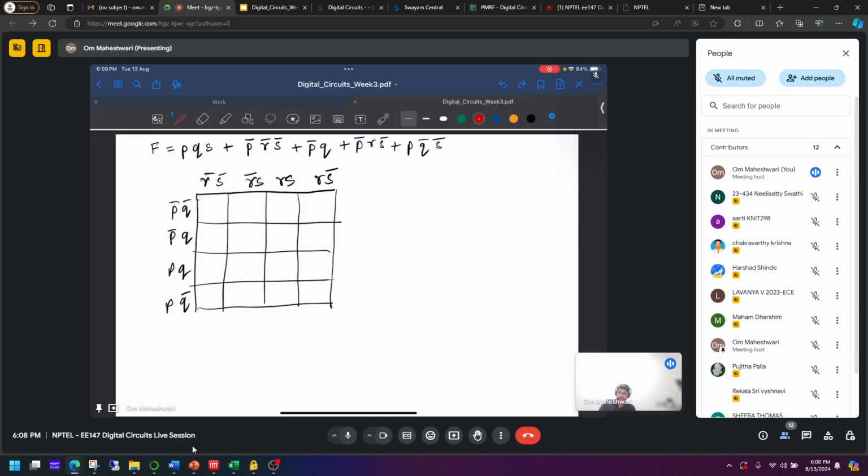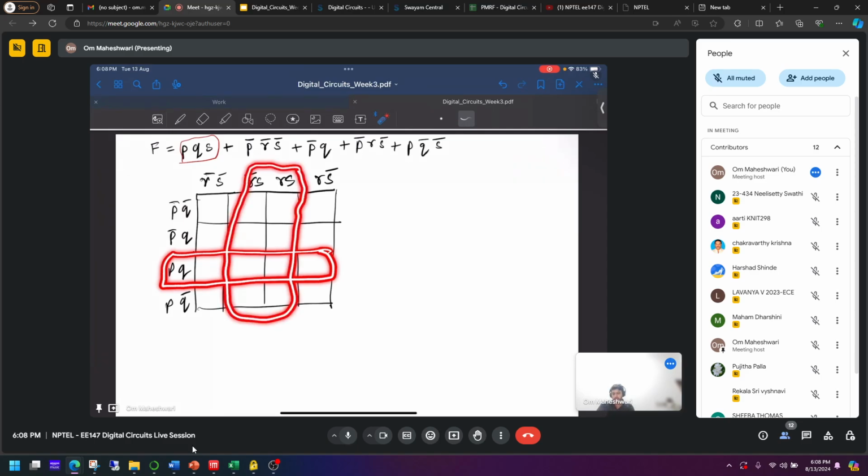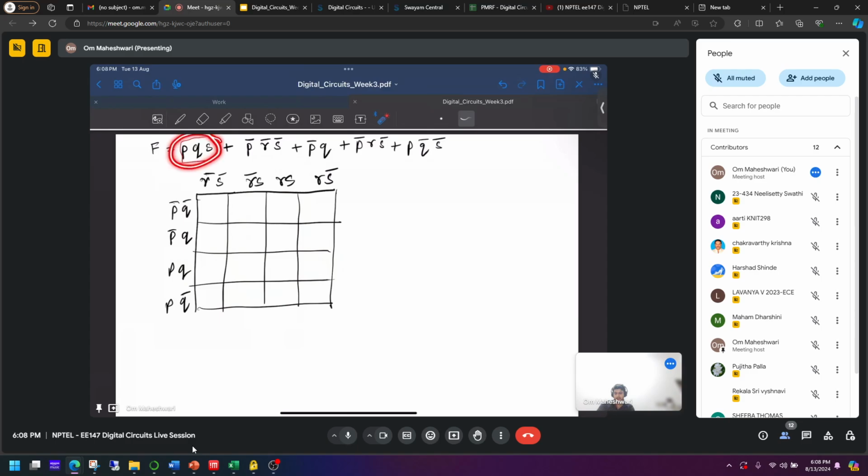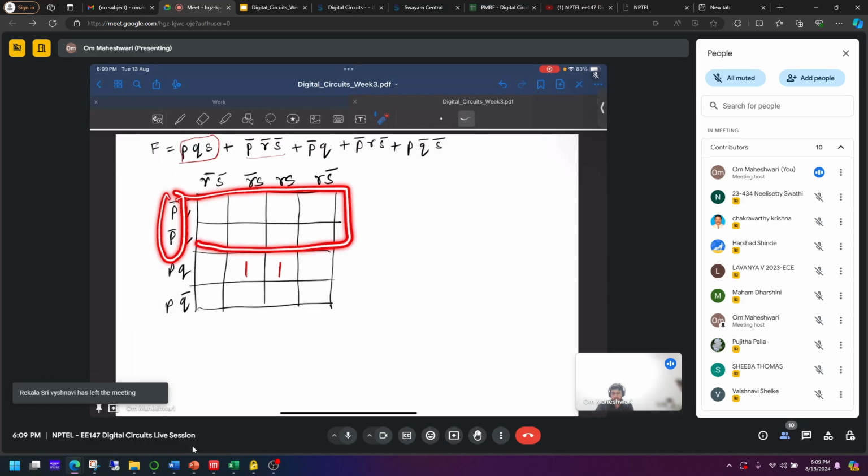Now I will identify where each of these terms lies. It is p, q, and s. So we have p q in this row, and s is in these two columns. Both of these will be 1. Wherever we find these literals, we put ones. We have two ones here. Next is p bar r bar s bar. So p bar is all of this, then r bar s bar is this. So these two should be 1.